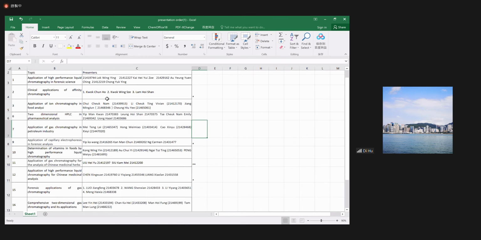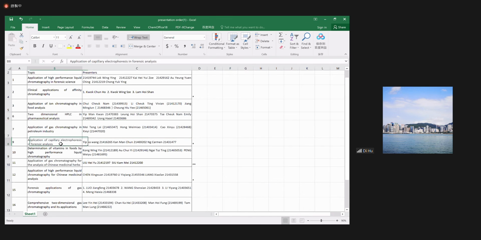And for number 3, application of ion chromatography in food analysis. Oops, missed one S. Okay, 4 students in this group. Very good. Then number 6, 2-dimensional HPLC in pharmaceutical analysis, also 4 students in this group. Number 7, application of gas chromatography in petroleum industry. Very good, 4 students in this group.